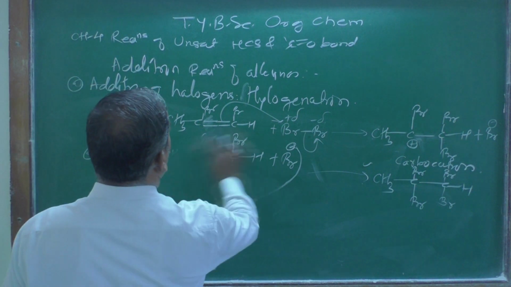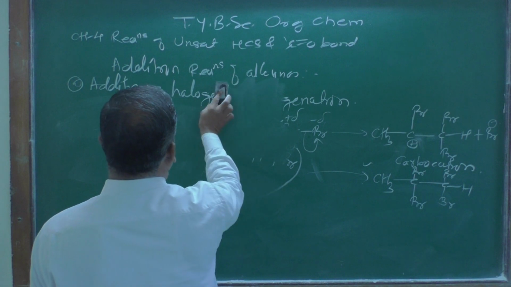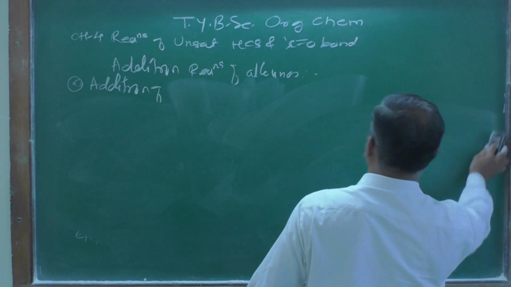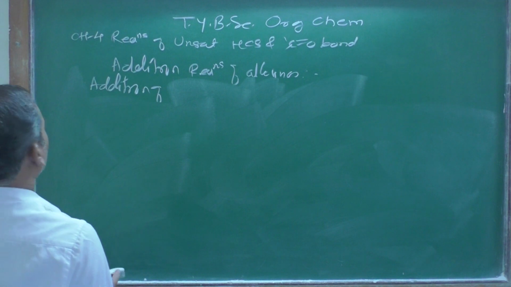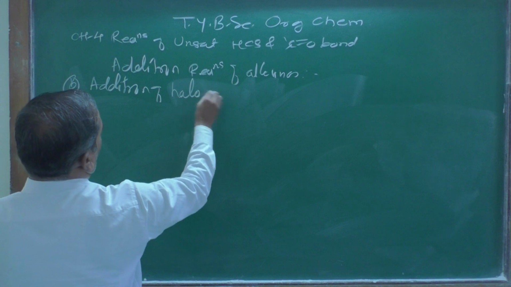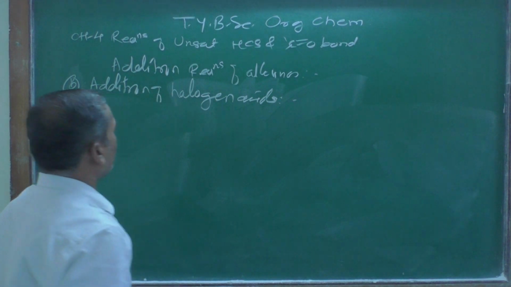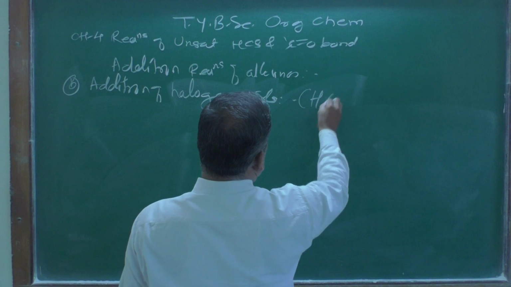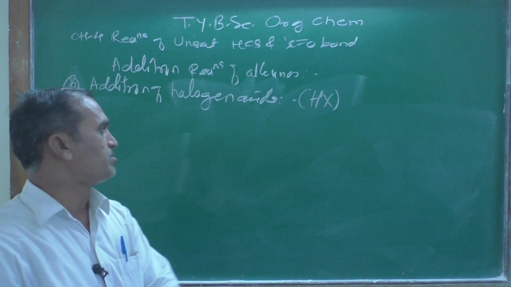Now addition of halogen acids. The second reaction we are discussing here, second B you can call it, addition of halogen acids. Halogen acids, as we know, are HX, right? These halogen acids again in general we know that.